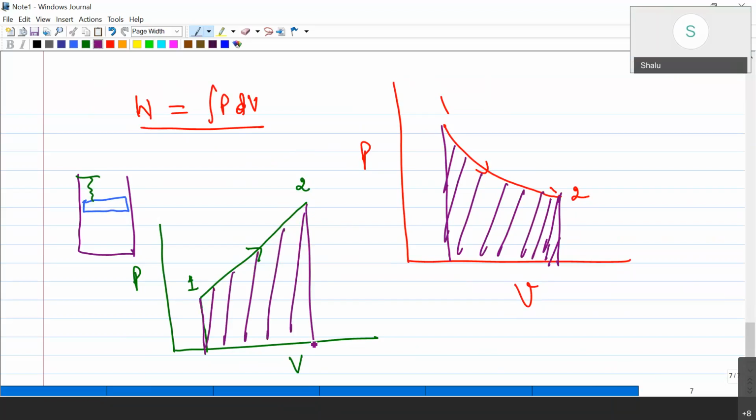Okay, yes sir. Actually, it creates confusion many times. That is only true when our spring is attached to the cylinder, meaning the relation between pressure and volume is linear.